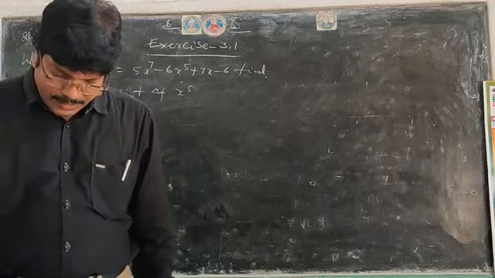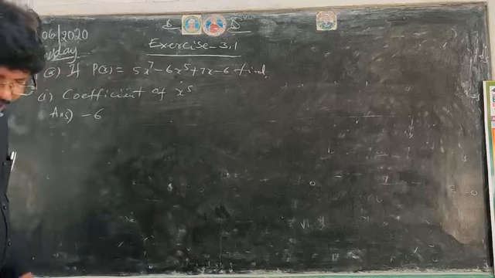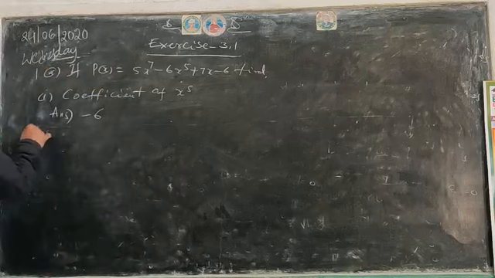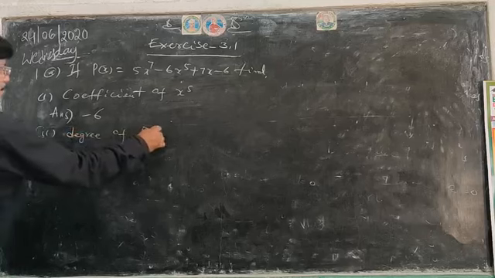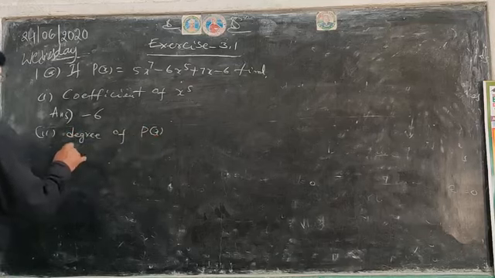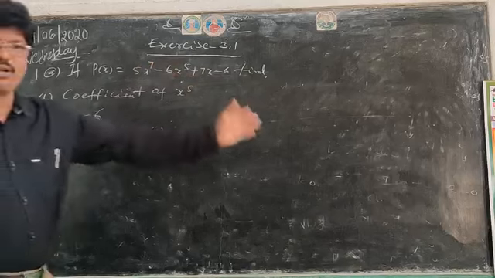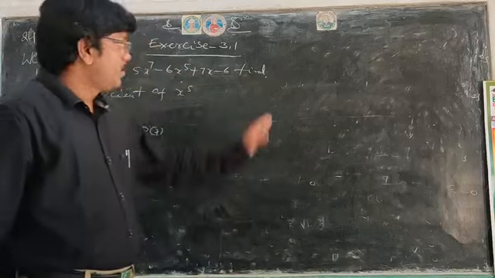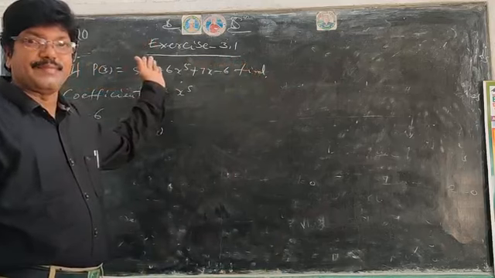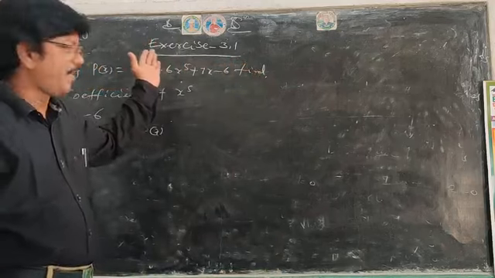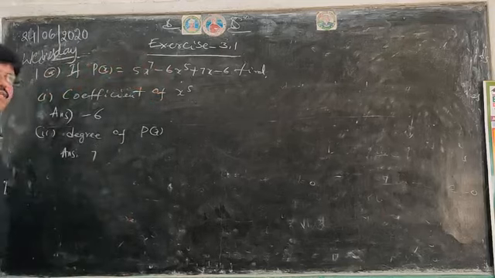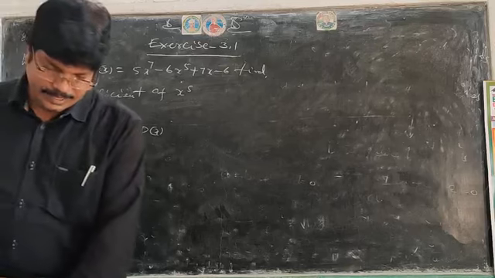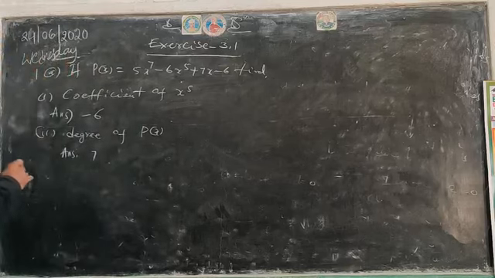Next, second one: degree of P of x. What is the degree of P of x? It's very easy. The highest power is the degree. So, which is the highest power? 7. 7 is the highest power and the degree. Third one: constant term.